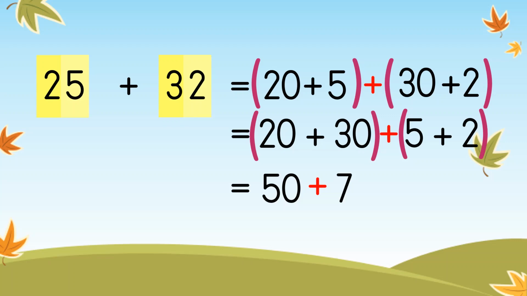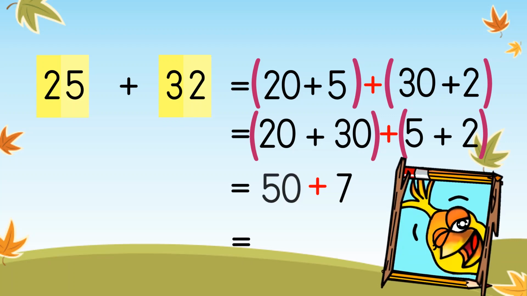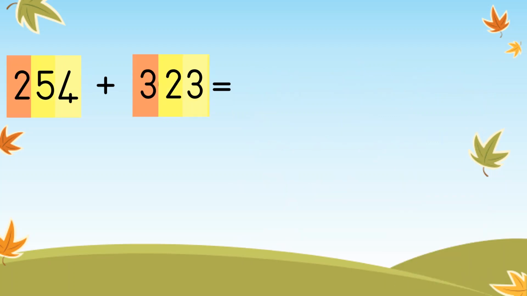Step 4, the bigger picture. 50 plus 7 equals 57. Okay, great. Let's try an even bigger number.